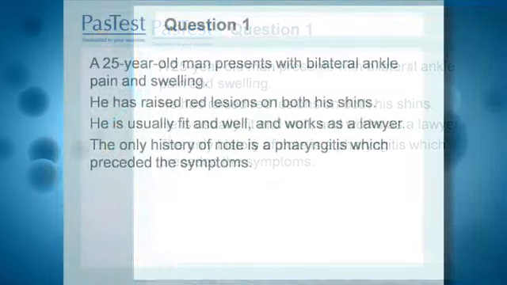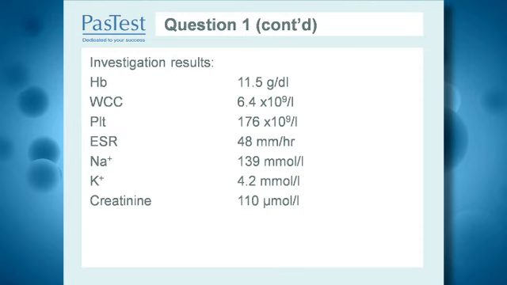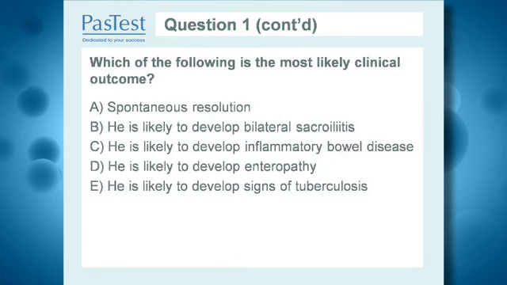So the first question. A 25-year-old man presents with bilateral ankle pain and swelling. He has raised red lesions on both his shins. He is usually fit and well and works as a lawyer. The only history of note is a pharyngitis, which preceded the symptoms. And the investigation results are listed here. So here's the question. Which of the following is the most likely clinical outcome? And I'll give you a minute or so to answer.